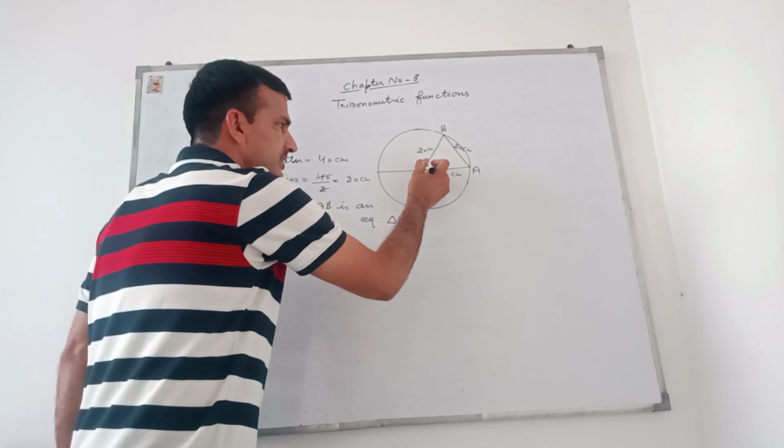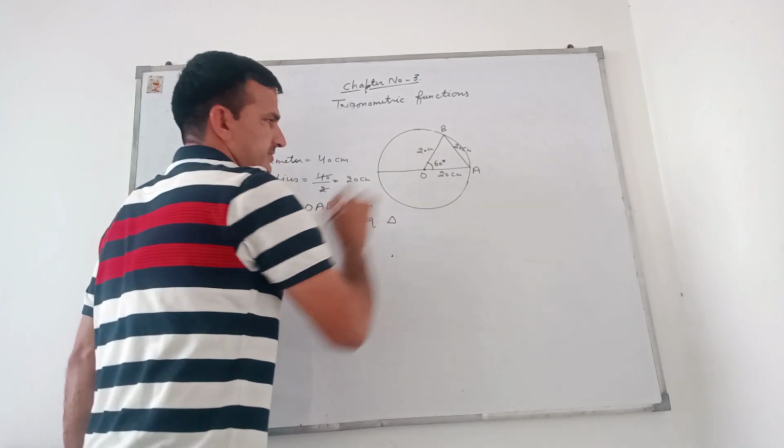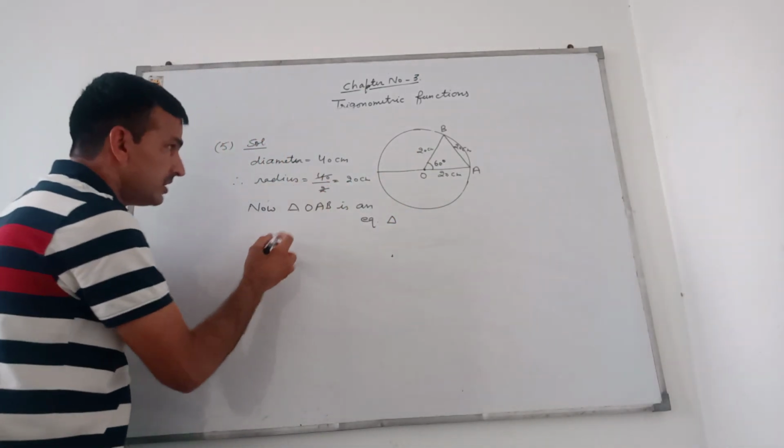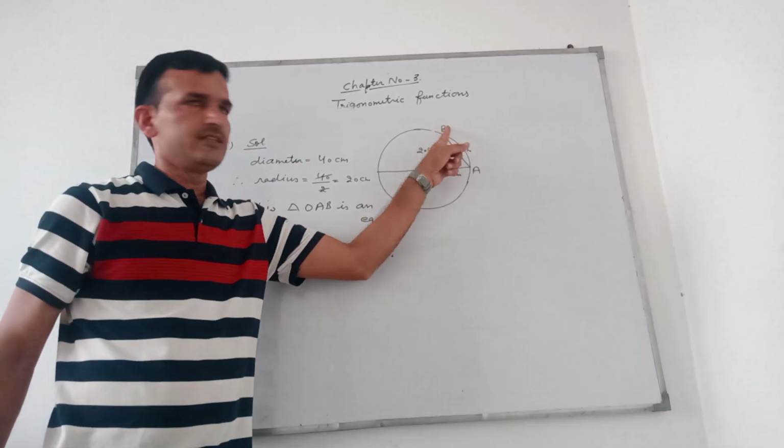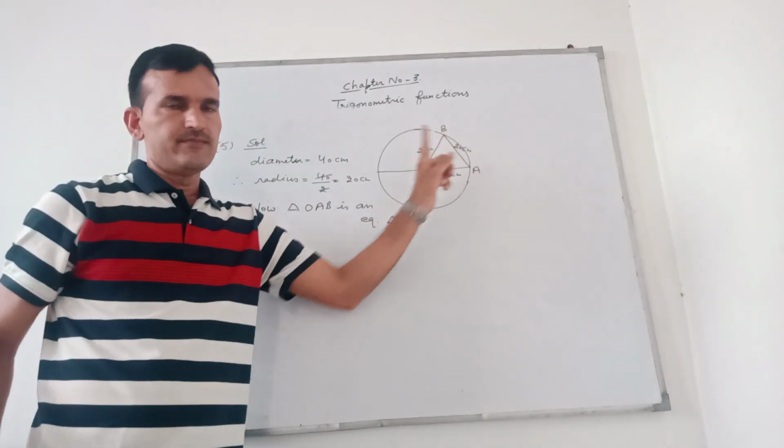Now this angle is of 60 degree, and we have to find the length of the arc AB. Length of the arc AB.